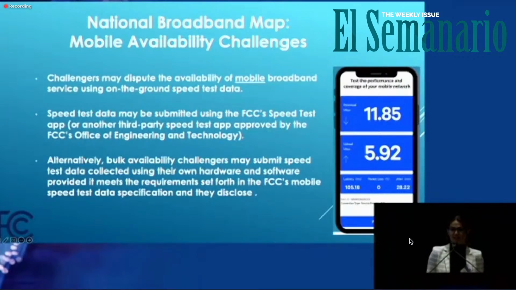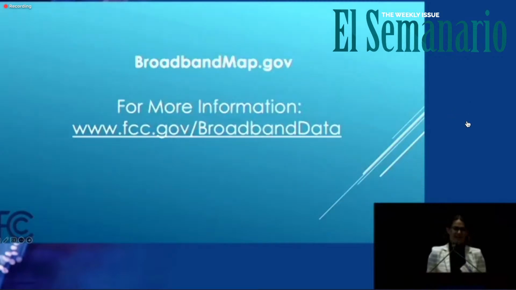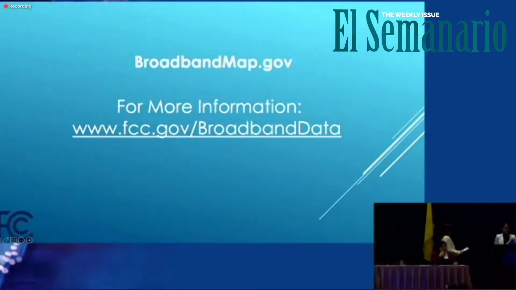Mobile availability can be challenged using the FCC speed test app by running on-the-ground speed tests. I should also mention that all of these challenge processes are open and will remain so on an ongoing basis. So there's really no end date or deadline, right? We expect, and it was designed by Congress, that this process is iterative, it's going to continually evolve, and the data will just continue to change and improve. And with that, I will hand it over to Natalie, who will speak more to the New Mexico challenges.